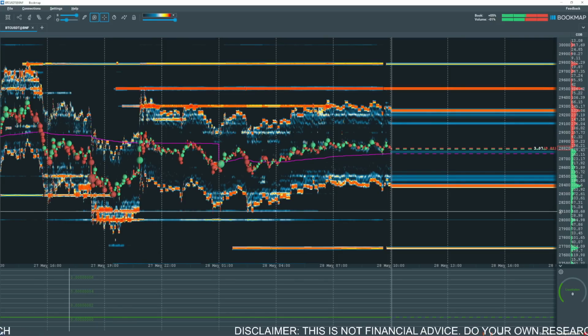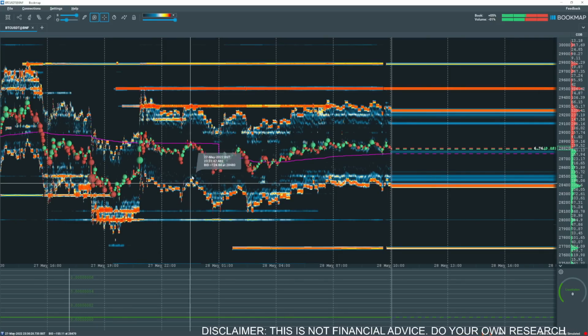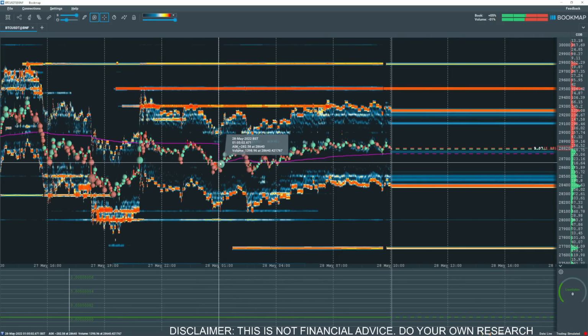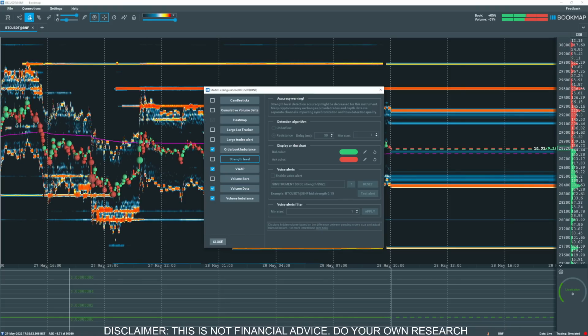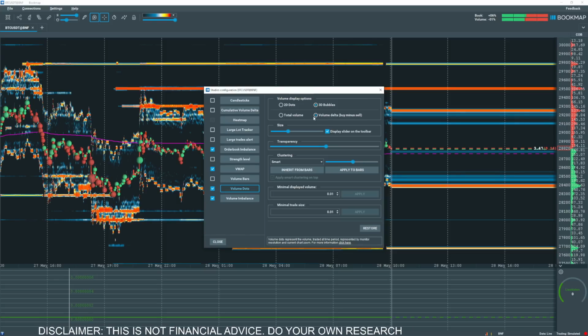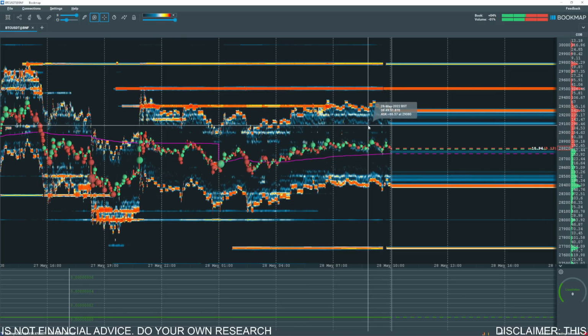the bid and the ask and the delta. Now, each of these bubbles right here, ladies and gentlemen, represents the delta. OK, so if you go into the settings of the book map itself and we go to the volume dots, we can set it so it shows volume delta buy minus sell. OK, now the thing you've got to understand about the delta is it's the net buys over the net sells, and who is winning at that point in time.